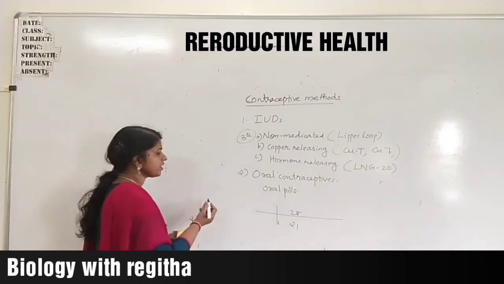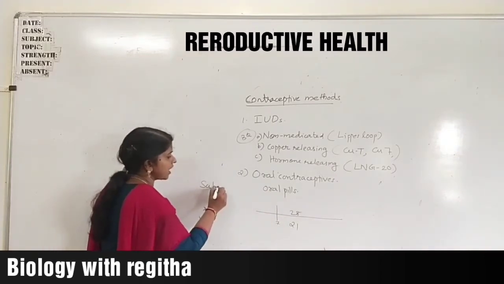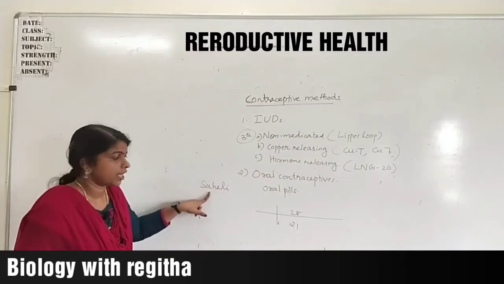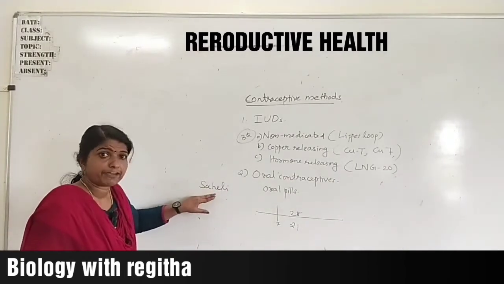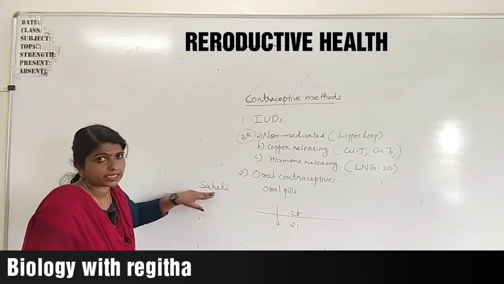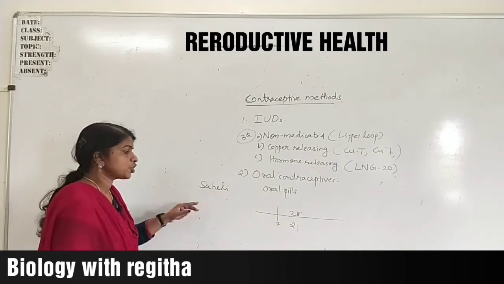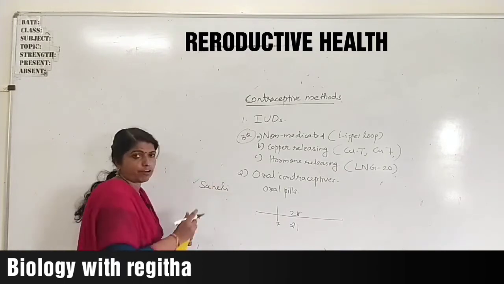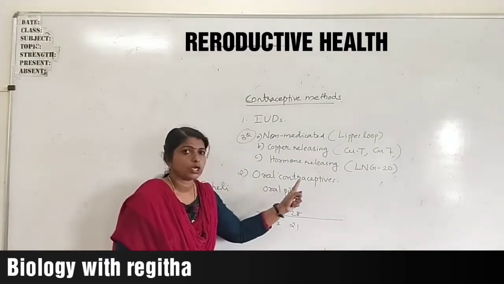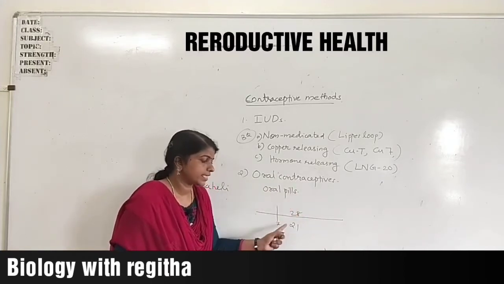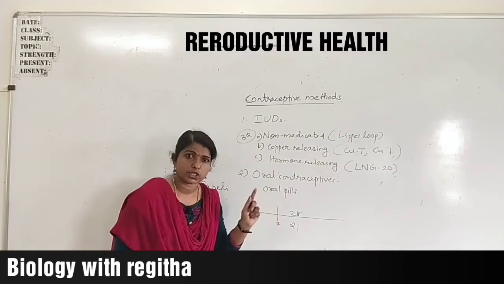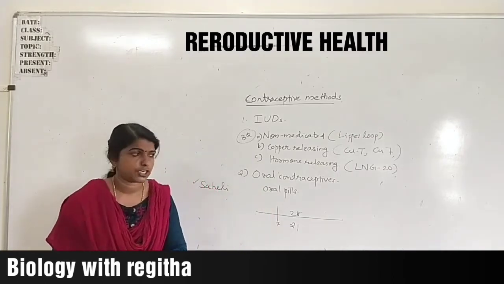And there is a pill called Saheli. This is a non-steroid preparation and it is very effective and it has fewer side effects. It is known as a once a week pill. It is also an important one. Okay, that is oral contraceptives. Generally, these are pills made up of progestogen or estrogen-progestogen combination.